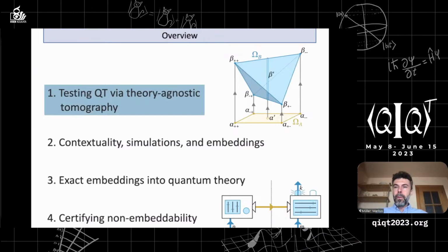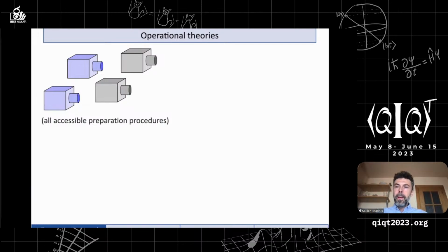Theory agnostic tomography is the idea that we have a physical system in the laboratory, we test it in all possible ways, and we fit a probabilistic theory to it. Before going there, let me tell you how we can describe these experiments and what a probabilistic theory actually is. The starting point is that it's an operational theory.